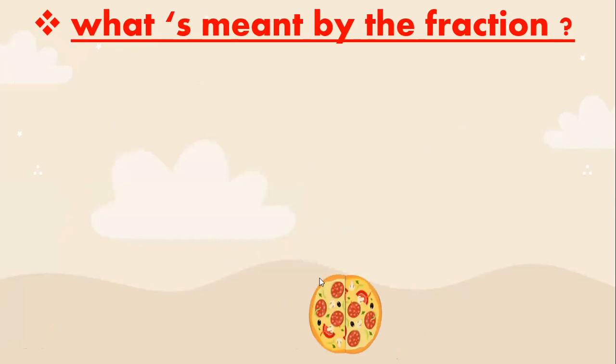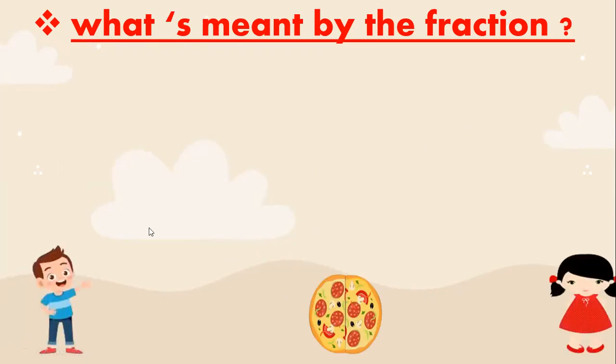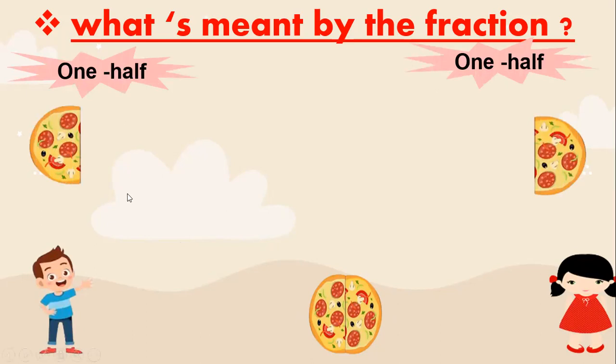Now, a mother wants to divide the pizza among her two little kids. She will divide the pizza equally among her kids. This is the whole pizza, and the mother has to divide it equally among them. So each one will eat one half. The boy will eat one half of the pizza and the girl will eat one half of the pizza, okay?